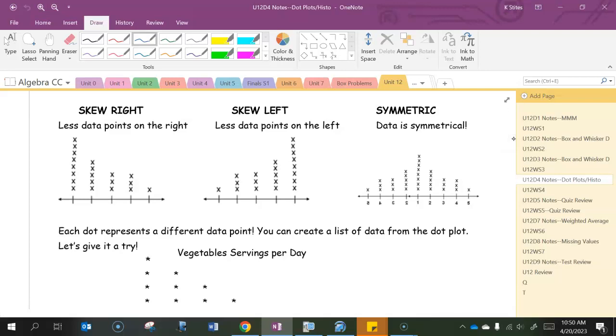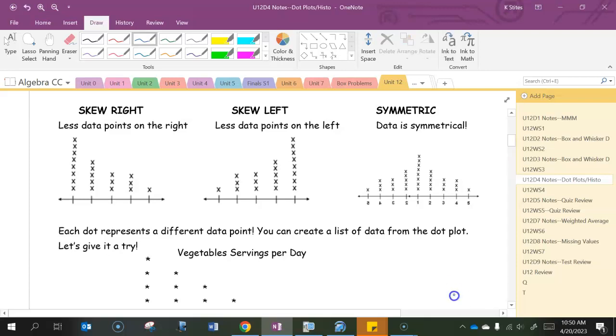One is skew right, and this means that there are less data points on the right. Okay, I know that's confusing. Less data points on the right. Skew left means less data points on the left, and symmetric means that our data is symmetrical.